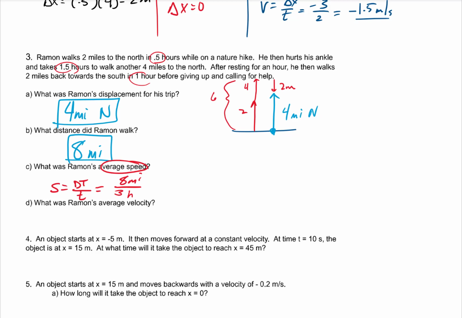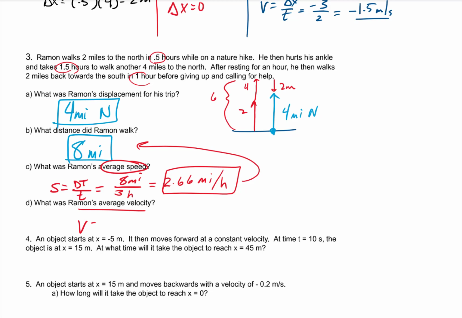When we calculate that out, we get his average speed to be 2.66 miles per hour. Remember, for speed, we had to use distance traveled to calculate. To get average velocity, it's our displacement over our time. Well, our displacement is 4 miles. So it's going to be 4 miles divided by 3 hours. And that's 4 miles to the north. So we end up with 1.33 miles per hour to the north.